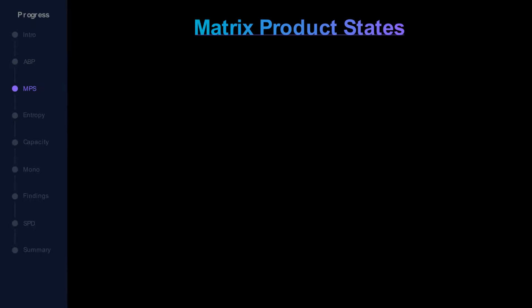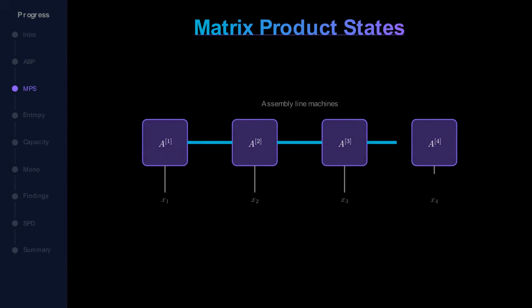Now let's see the same structure through quantum physicist eyes. The ABP becomes a matrix product state, or MPS. Same math, different costume, like seeing a circuit as a pipe system. An MPS is a chain of tensors, like machines on an assembly line. Each machine has an input port at the bottom. That's your variable x_y. Between machines, conveyor belts called bonds carry intermediate results.